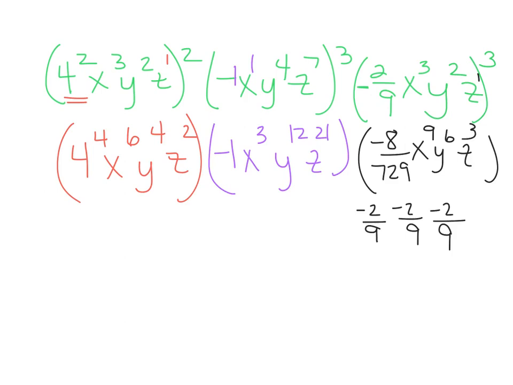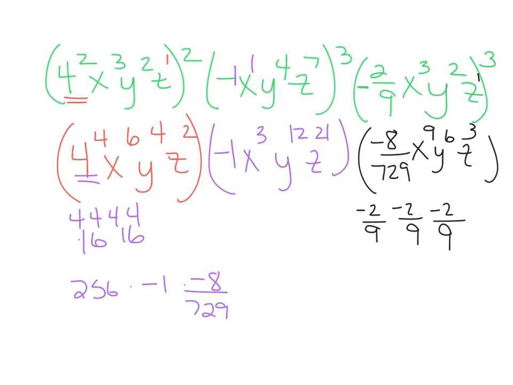Okay, so now I'm ready to start putting stuff together. So let's start with the coefficients. The first thing we've got to do is figure out what 4 to the 4th is. So 4, 4, 4, 4. That's 16 times 16, which is 256. So we have 256 times -1 times -8 over 729.